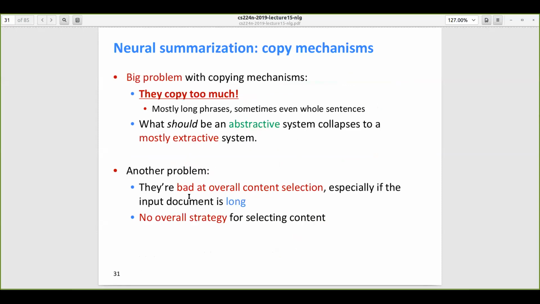Here are some problems with copying mechanisms. If the model is trying to copy too much, let's say there are some long phrases and even whole sentences copied from the source to the output text, then the model is not doing much for us. If the model is simply copying text from the source to the target, then it's simply an extractive system when it's supposed to be an abstractive system. Another problem is that if the input document is too long, it even impacts the content selection.